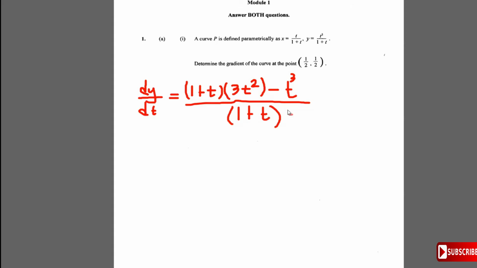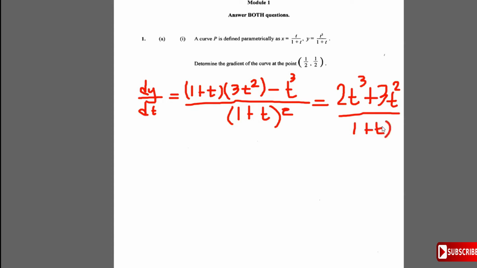We can go ahead and simplify this. If you expand it, you get 3t squared plus 3t cubed minus t cubed, and 3t cubed minus t cubed is 2t cubed. So dy/dt is 2t cubed plus 3t squared, over (1 plus t) all squared. So that's dy/dt.